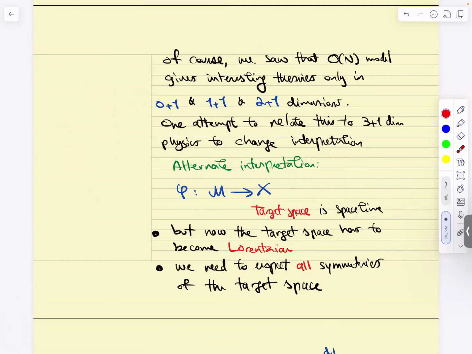We saw that the O(N) model gives interacting theories only in 0 plus 1, 1 plus 1, and 2 plus 1. So in an attempt to relate these lower dimensional models to higher dimensional, 3 plus 1 dimensional physics, what we're trying to do is that we found lower dimensional theories that made sense. We could try to change interpretation and use that for higher dimensional physics. The alternate interpretation you could have for nonlinear sigma model is to say X is space or space-time if it's a Lorentzian manifold.